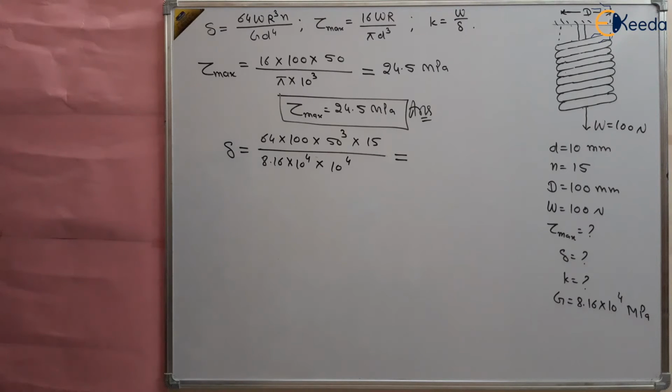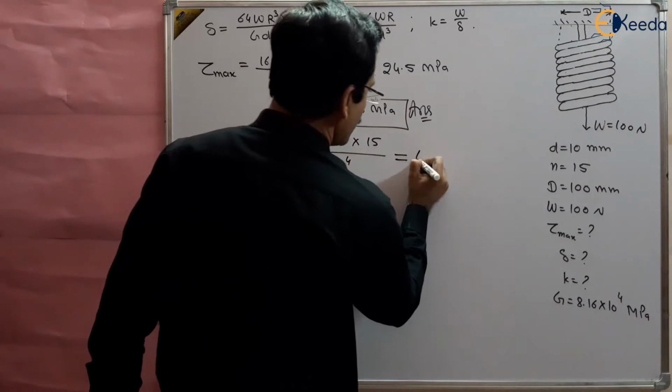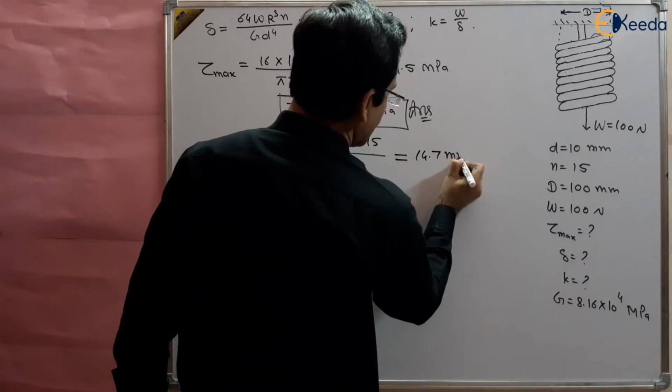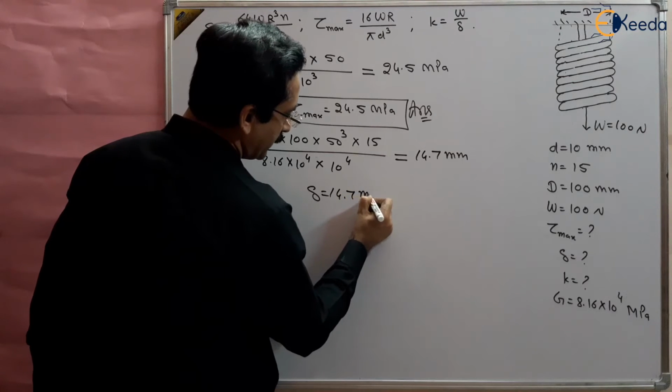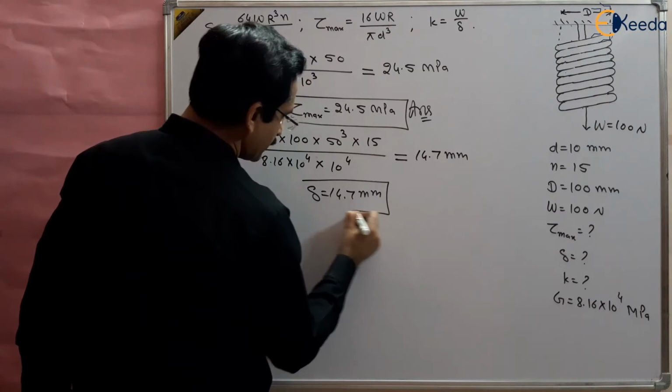And what is the deflection in the spring? That is 14.7 millimeter. So the deflection in the spring is 14.7 millimeter. This is one more answer of this question.